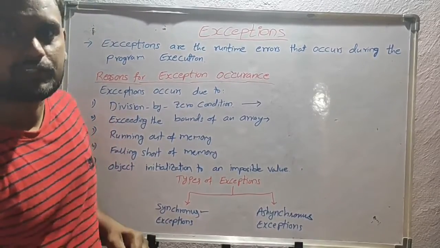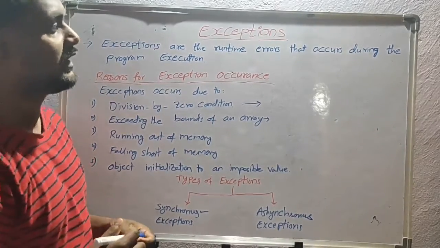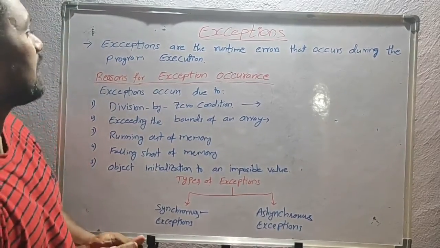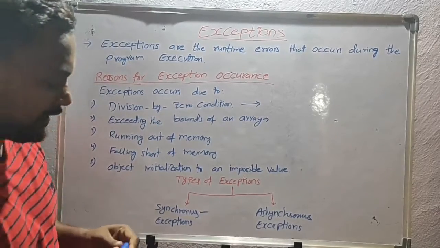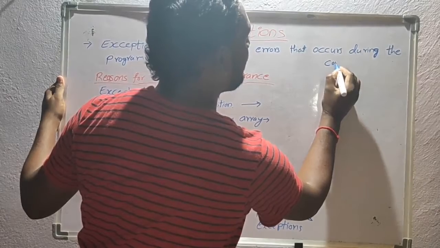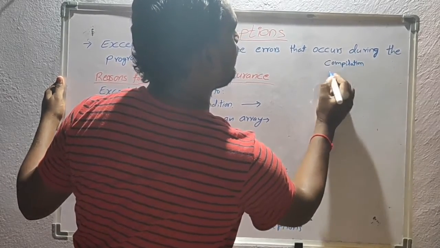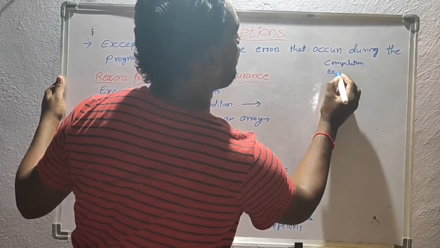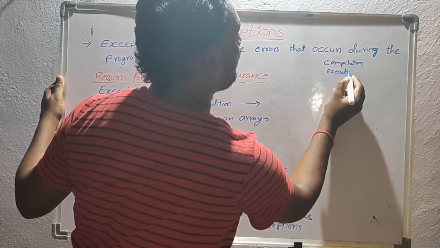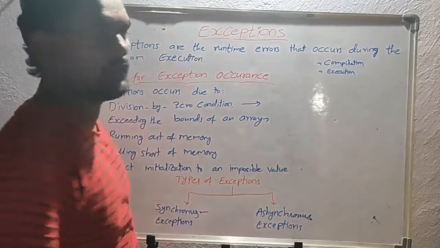Exception. What is an exception? Exceptions are the runtime errors that occur during program execution. Basically, the program has two parts: compilation and execution. Compilation and execution are the two parts in the program.